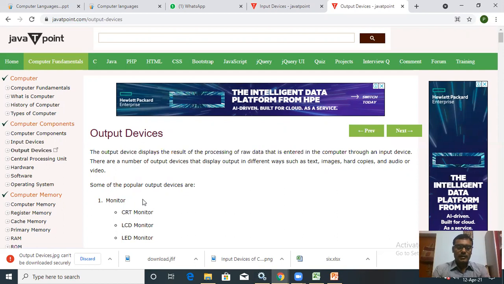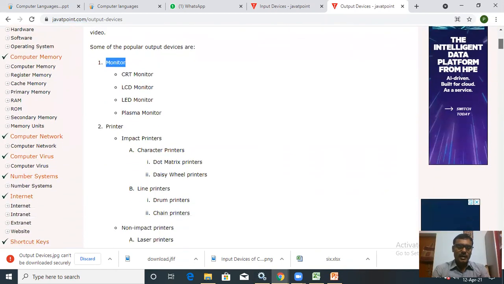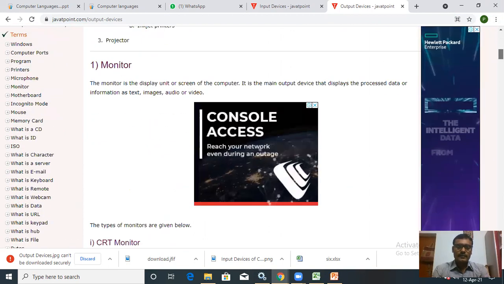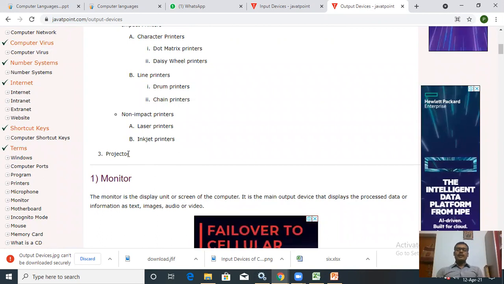Monitor. Okay, there are many types of monitors like CRT, LED, LCD, plasma monitor, etc. Next output device is printer. There are many types of printers also. Third output device is projector. Speaker of the computer is also known as an output device. So there can be many output devices.